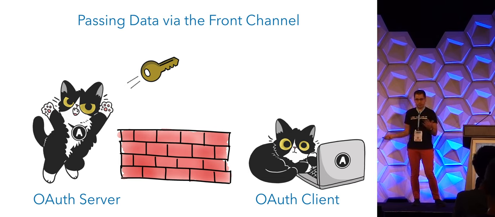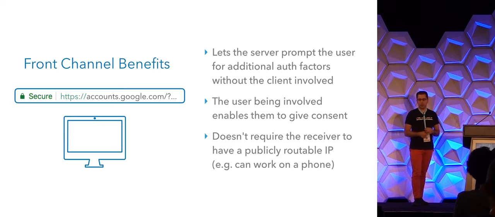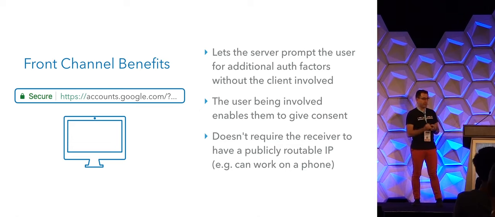So you might say, why do we use the front channel at all then, if it's insecure? It has a couple of really important benefits. One, it's how we interact with the user. It's how the OAuth server can interact with the user to do things like multi-factor authentication. It also ensures that the user was there and gave permission for this to happen, and is not just relying on the application's word for it.